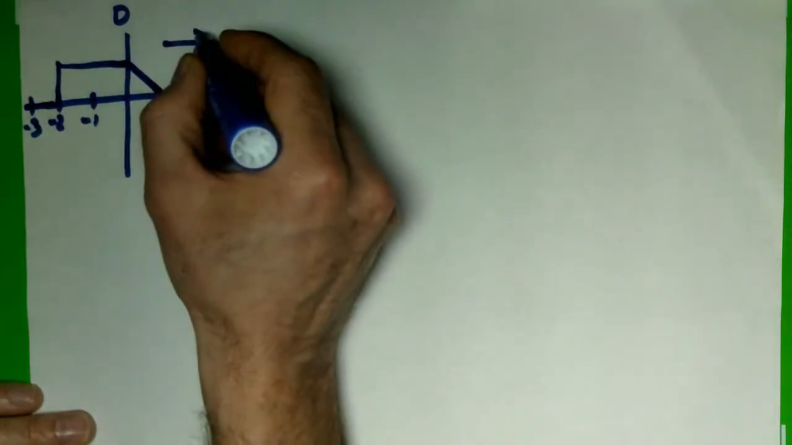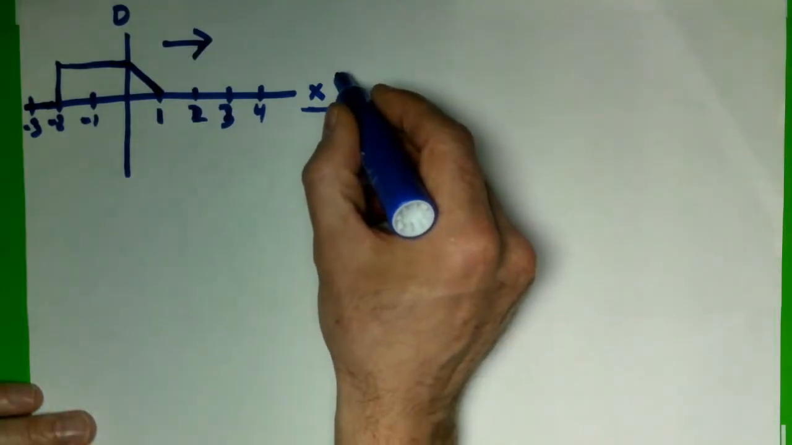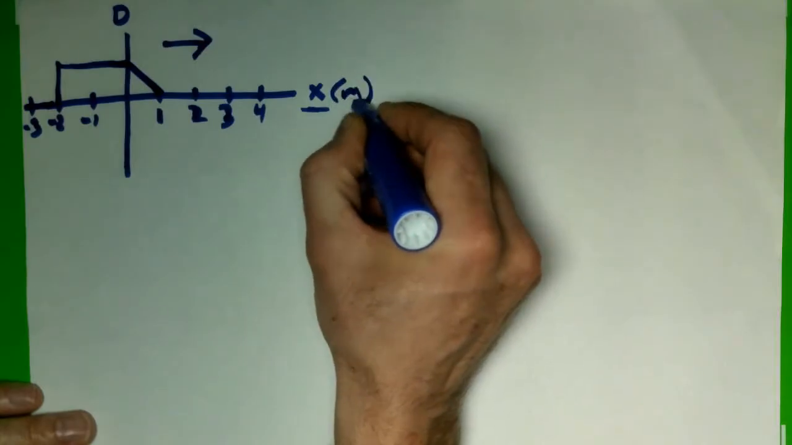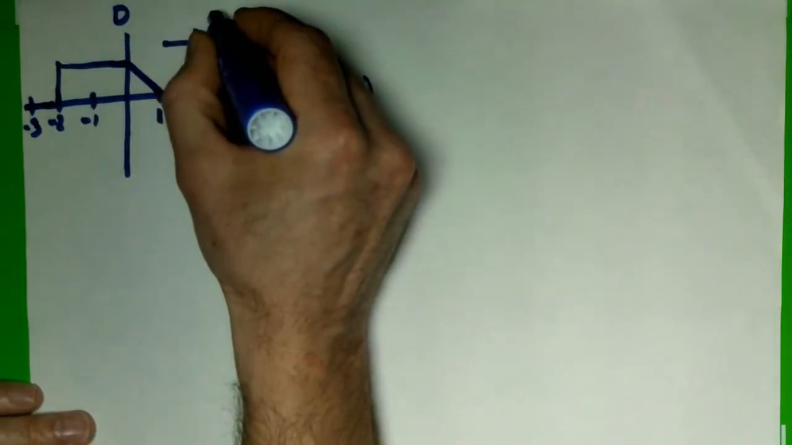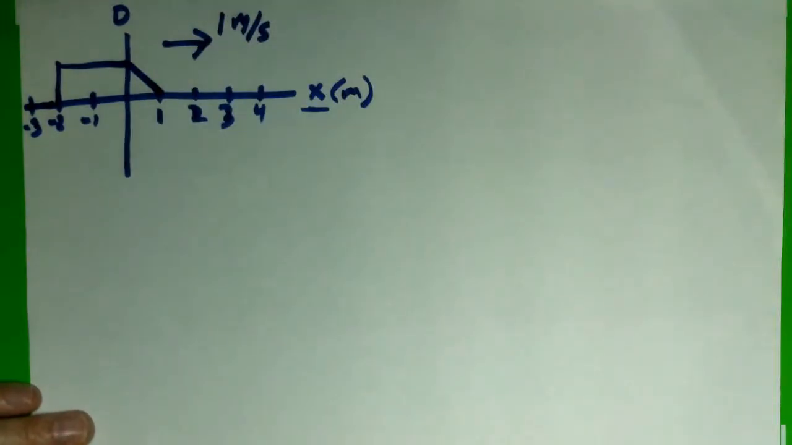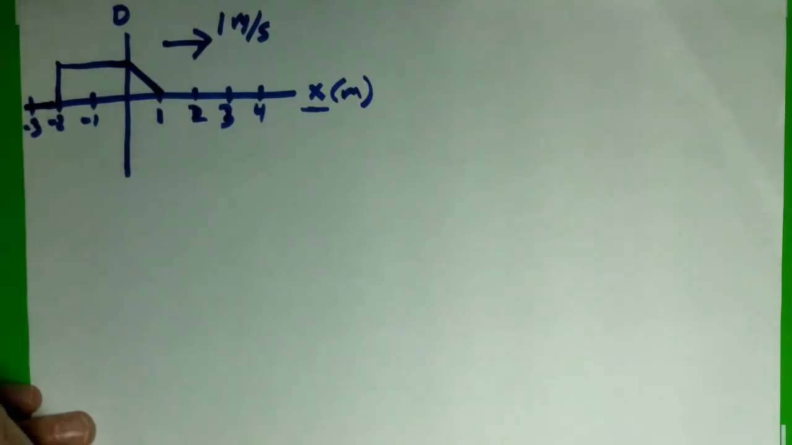I've indicated the direction of the velocity, and I'm going to go ahead and say that this is in meters here, and I'm going to say that this is traveling at 1 meter per second, okay, to the right. So I've indicated the speed and the direction, and I've got the units along this x-axis. My question is, how do I create a history graph?